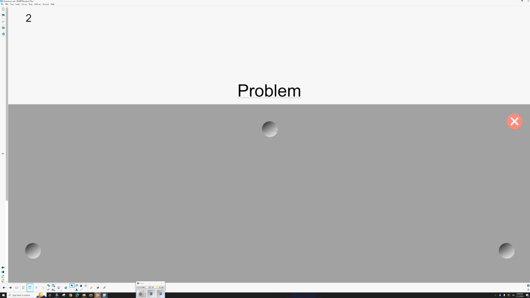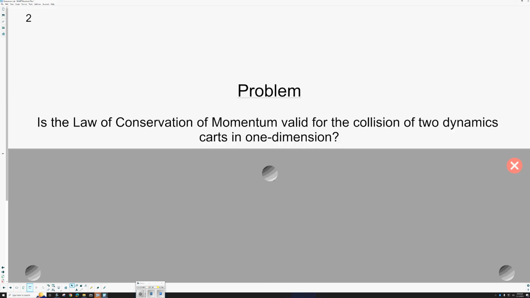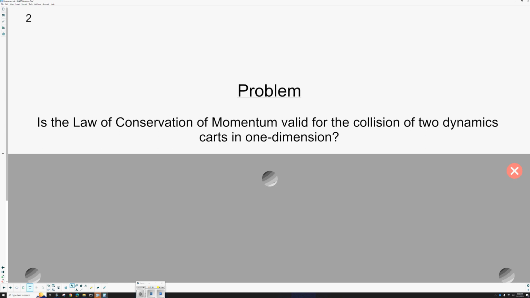Will the law of conservation of momentum... Okay, so that's a good question. Good problem. Will the law of conservation of momentum hold in one dimension with the collision of two carts? Good. The way that I phrased it is a little bit different. You phrase it that way, that's absolutely fine. The way that I phrased it here: is the law of conservation of momentum valid for the collision of two dynamics carts in one dimension? That's pretty much the same as what you said, right? I'm okay with either one of those.